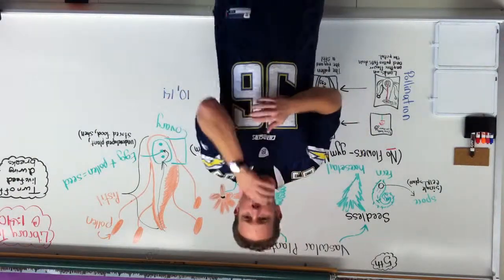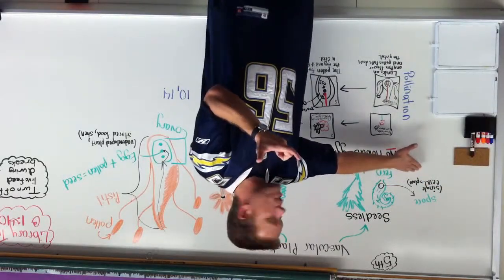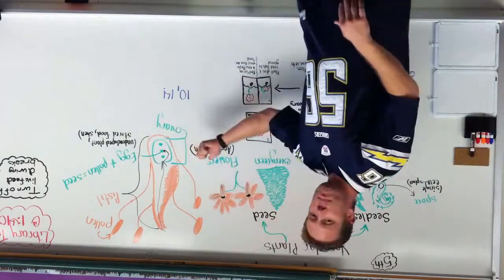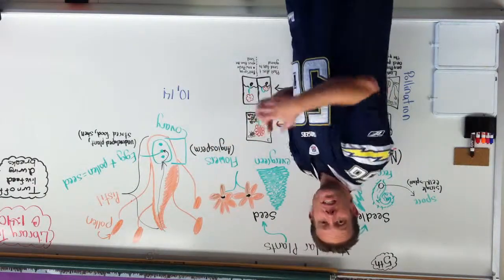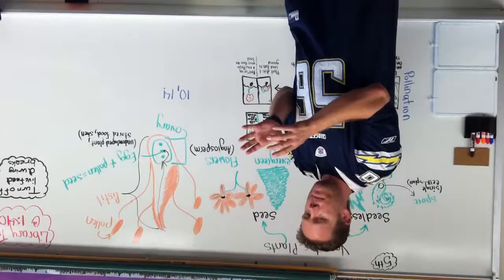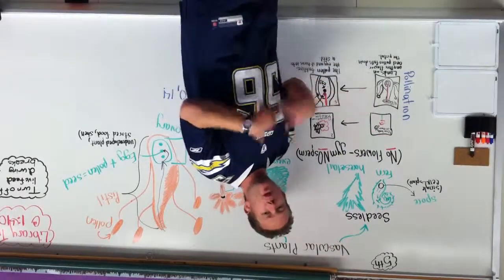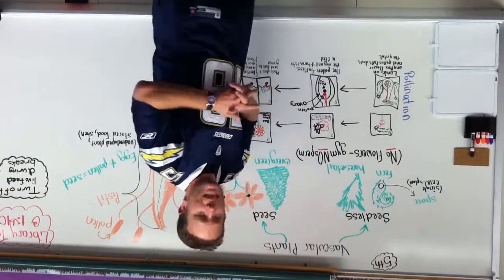Okay, now let's talk about how a new seed plant forms. The seedless plant, a new one starts by a spore. A seed plant starts in a different way, by a seed. How does that happen? Let's go ahead and look over here at pollination. This is how a new seed plant comes into being.